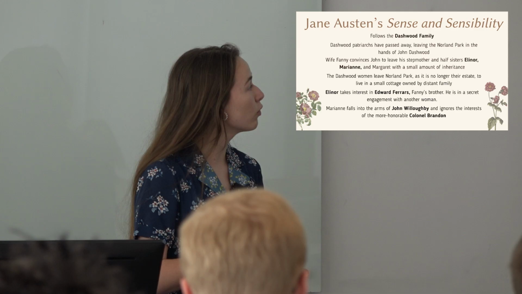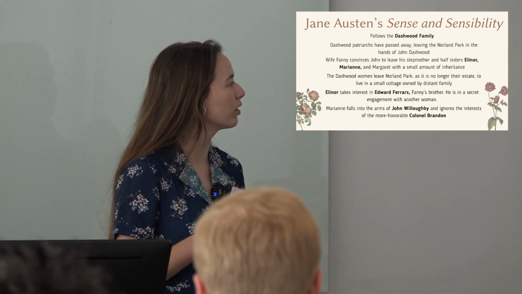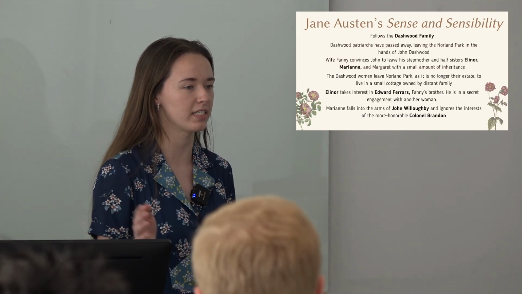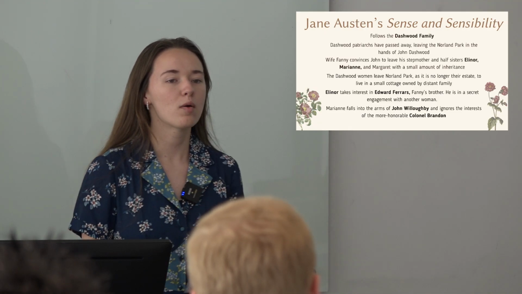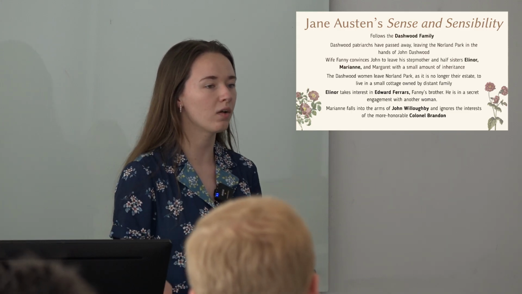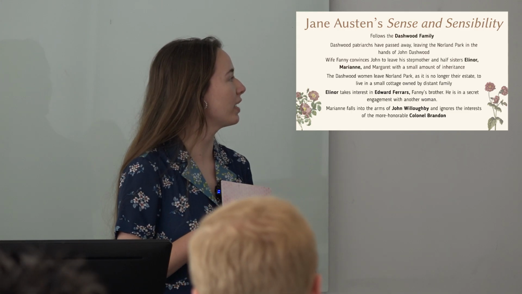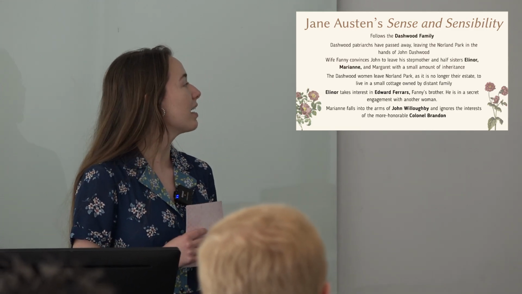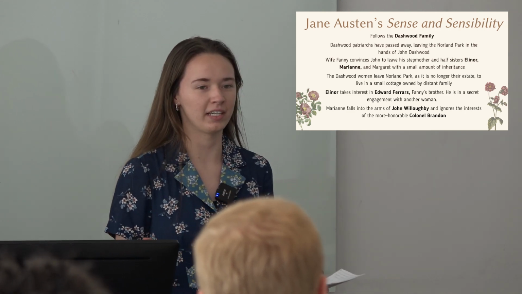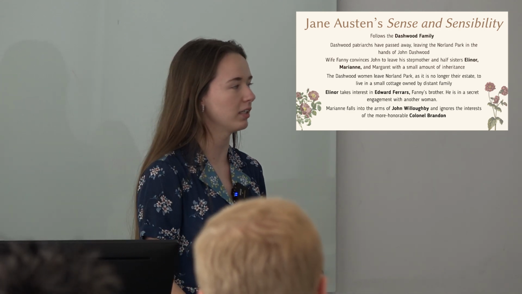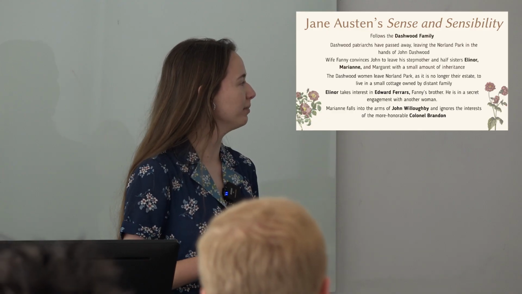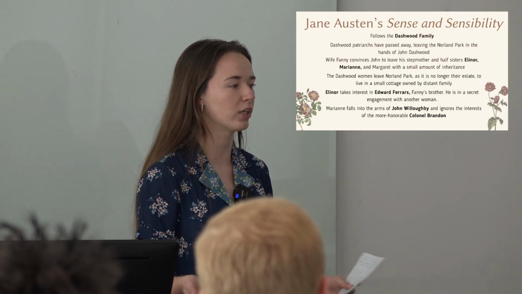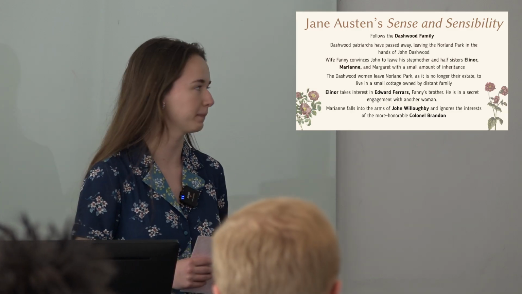So the Dashwood women decide to leave Norland Park, as it's technically no longer their estate because, of course, during the Regency era, the money and estate went to the male heir. And so they decide to live in a smaller cottage owned by a distant family. And so Eleanor, over this time period, takes interest in Edward Ferrars, who is also Fanny's brother. But over time, we also learn that he has a secret engagement with another woman as well.